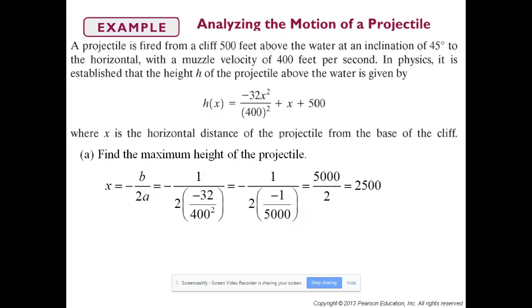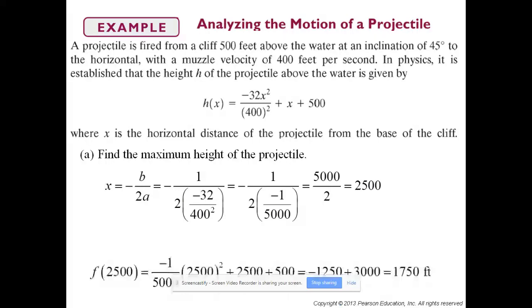That 2,500 represents what? That's not the maximum height. It's the x, which x is what? Horizontal distance away from the cliff. So what we're seeing here is this projectile has gone 2,500 feet away from where we shot it from. When we plug this back in for x in the equation, we're going to get how high the thing is at 2,500 feet. That's what we're finding.